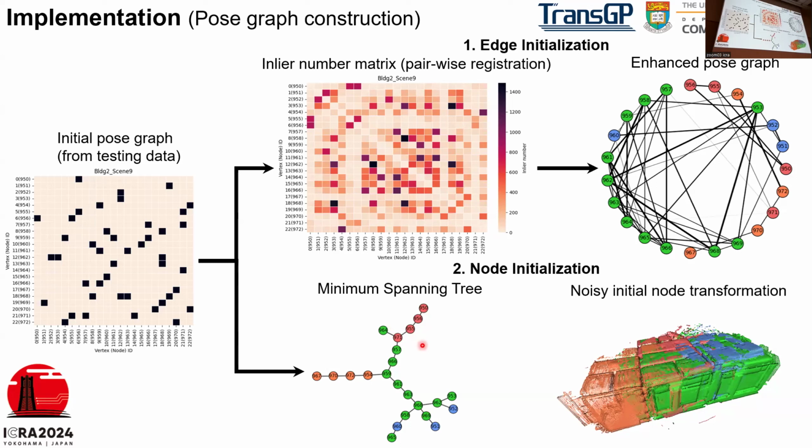On the other hand, we also initialize the nodes from the initial pose graph. We can extract a minimal spanning tree from the initial pose graph to get a tree-like structure, and the weights are selected by the inlier number. Then the initial node transformation can be recursively computed along the tree. Using this method, we can see the overall structure of the point cloud is correct, but with so much noise. This problem will be addressed by the multi-way registration with the enhanced pose graph and the noisy initial node transformation.